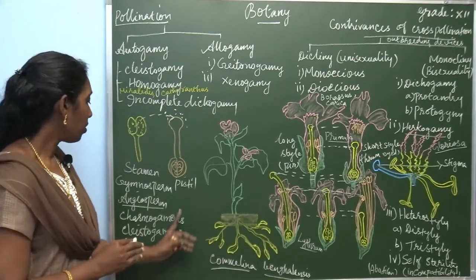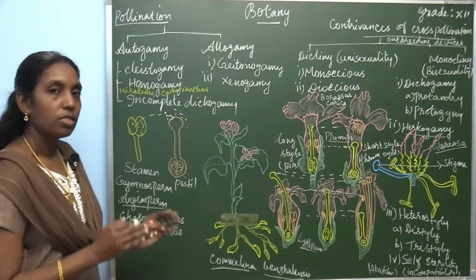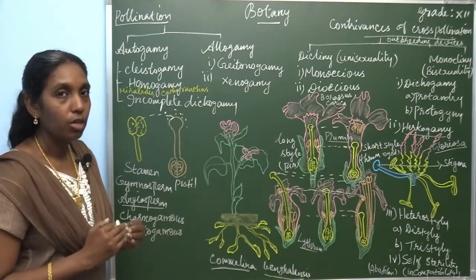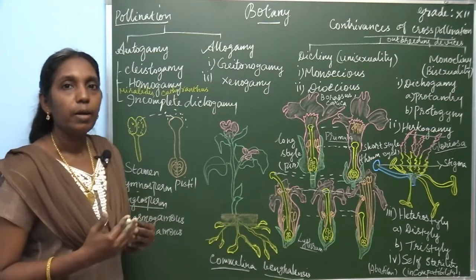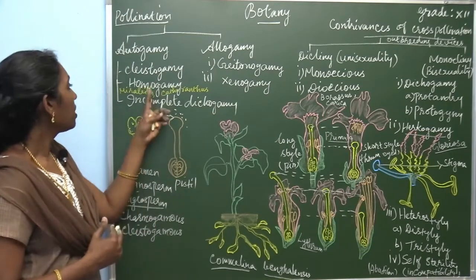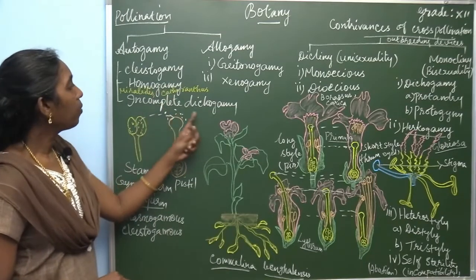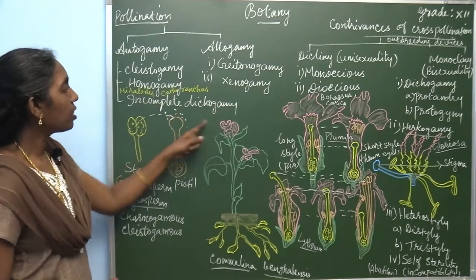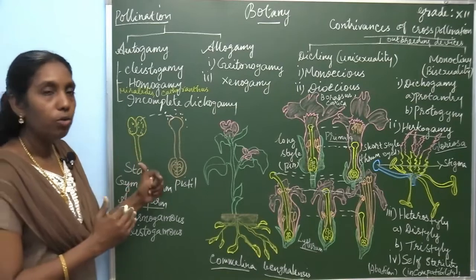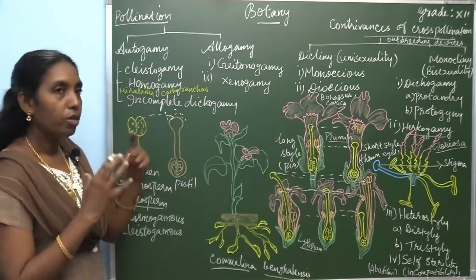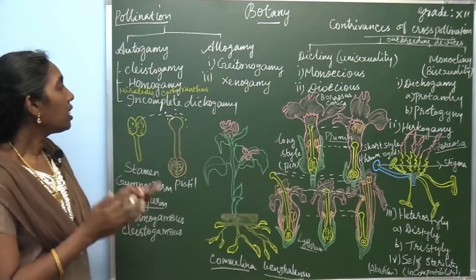So, these two types of flower are important. Two terms are important: chasmogamous and clistogamous. Another adaptation observed in autogamy is homogamy. So, clistogamy, homogamy, and incomplete dichogamy are the adaptations or mechanisms found in autogamous flowers. In homogamy, homo is the same.